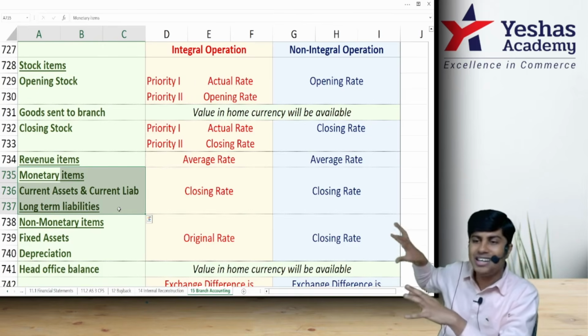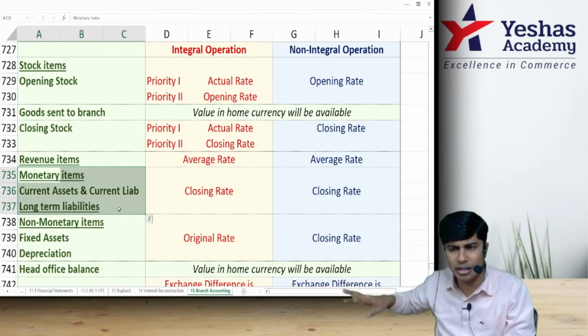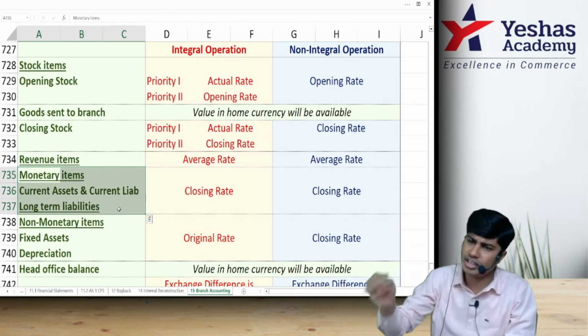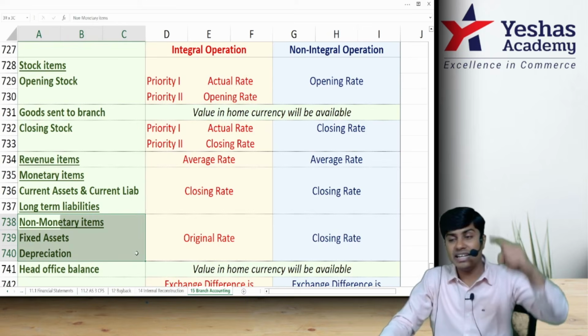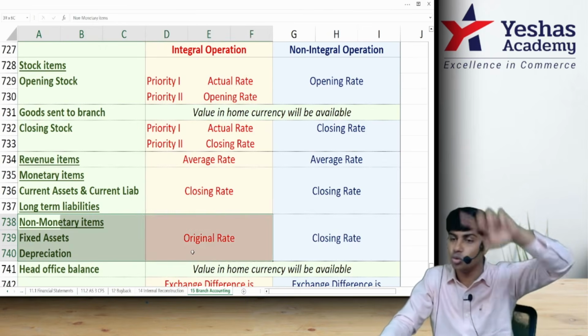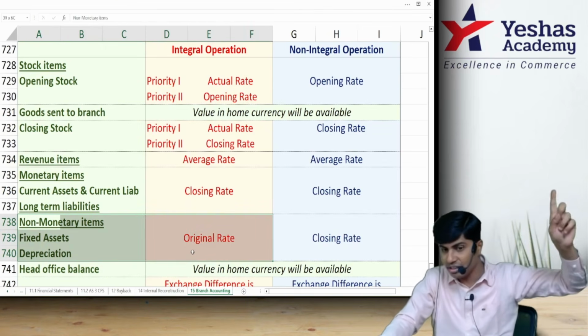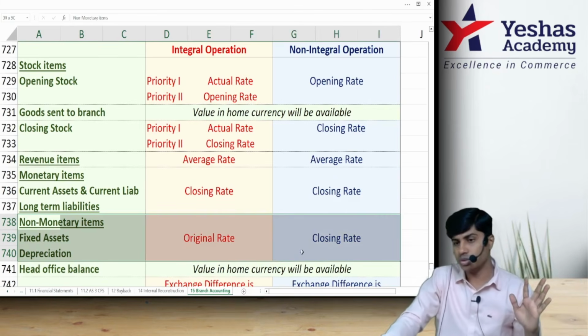So if it is a monetary item, under integral operation as well as non-integral operation, we will record it at closing rate. However, if it is a non-monetary item, under integral operations, we will write it at original rate, that is the transaction date rate. If it is non-integral, we will write it at closing rate.